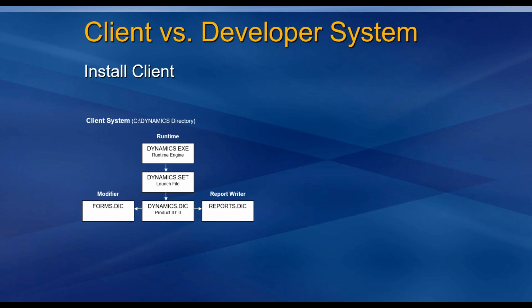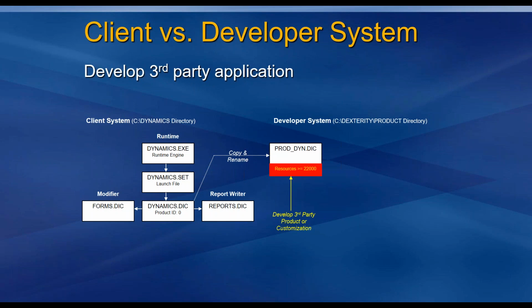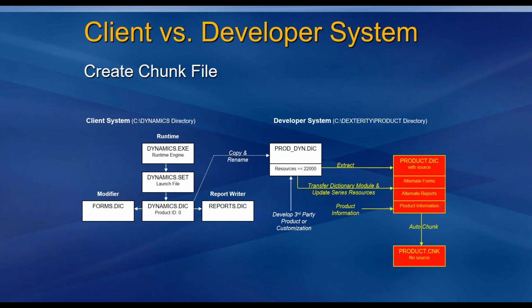So for me to create a customization in Dexterity, I'm going to take the dynamics.dic out of my live environment, put it into a developer folder underneath the Dexterity folder. I'm going to rename it, and that's where I'm going to do all of my development. When I've finished with my development and I'm ready to distribute it, I will take it through. Okay, that's me adding on the resources. Anything I add gets added. When I'm ready to distribute it, there are steps that I'll go through which allow me to extract all my changes and produce a chunk file. So a chunk file is a self-installing dictionary.